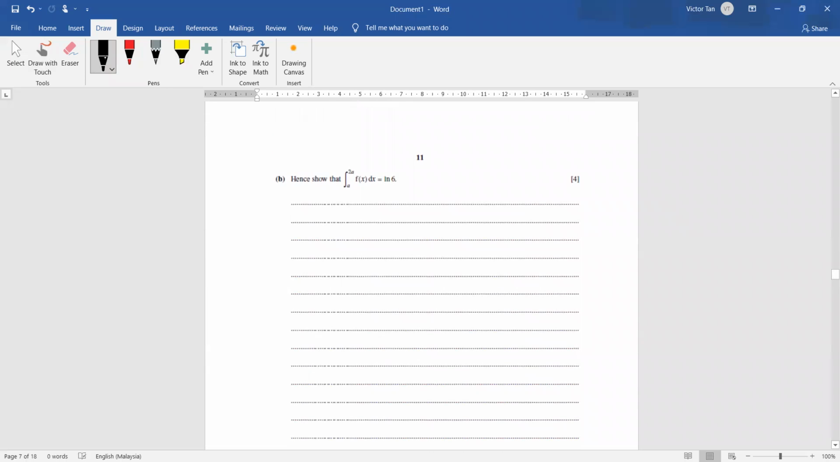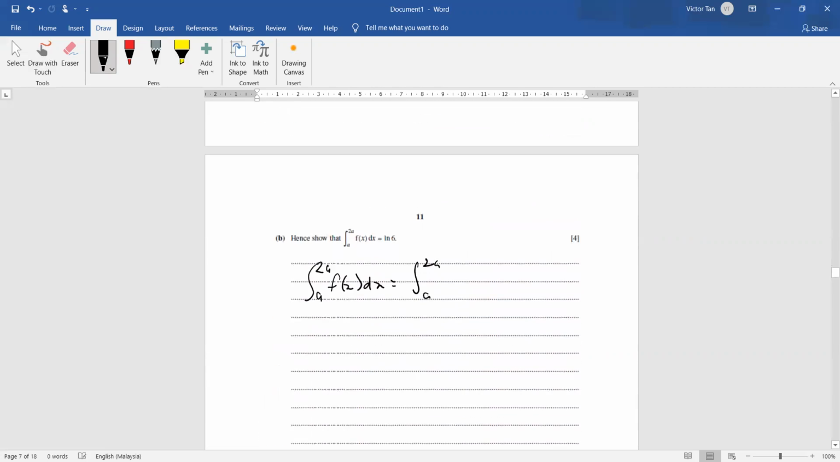Hence show that the integral of f(x) dx is ln 6. So that's the reason why you want to write it as a partial fraction. Because you want to write it as a fraction so that you can integrate A over 2x minus a plus 1 over 3a minus x dx. So when you integrate a fraction like this with x to the power of 1, it's always a ln.